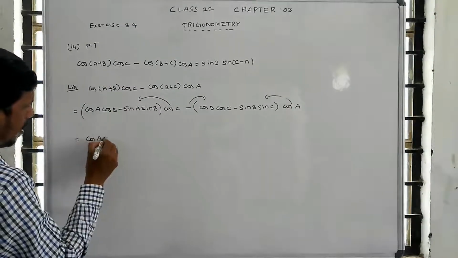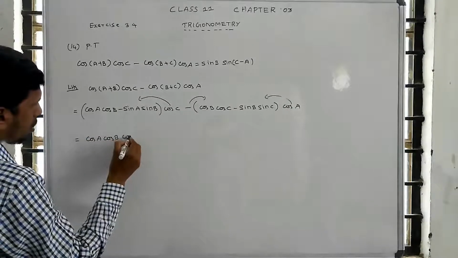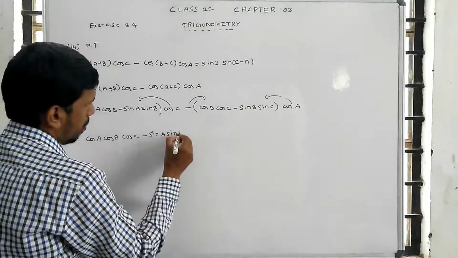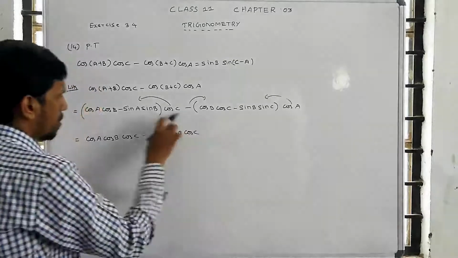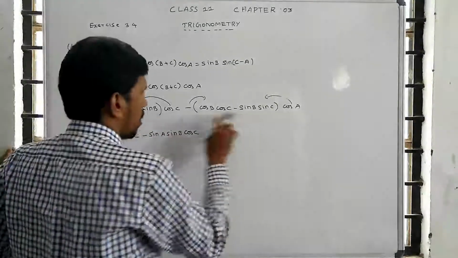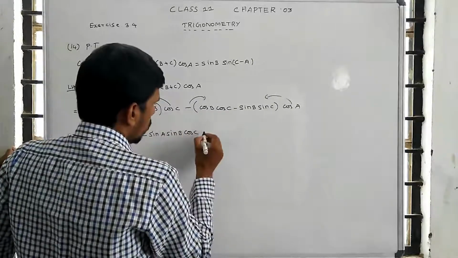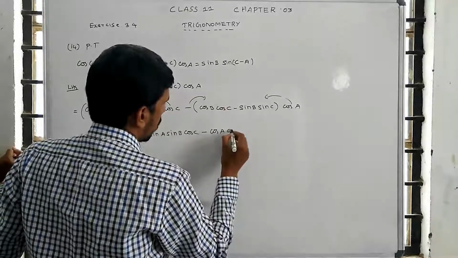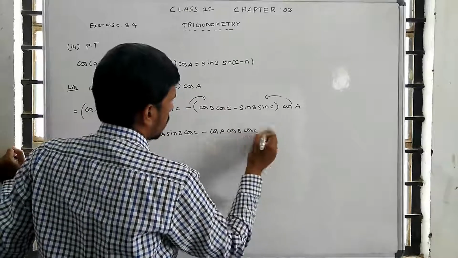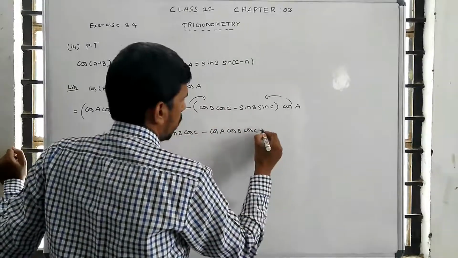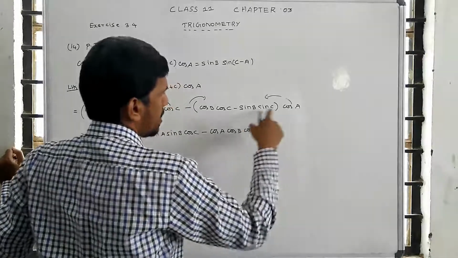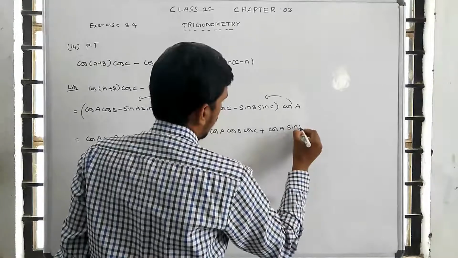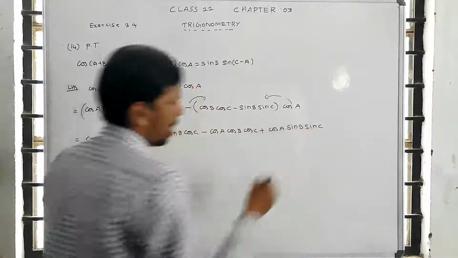So, cos A cos B into cos C minus sin A into sin B into cos C. Then the minus: minus cos A cos B into cos C, and the minus and minus become plus, plus cos A into sin B into sin C.